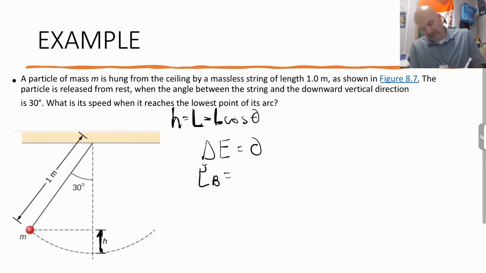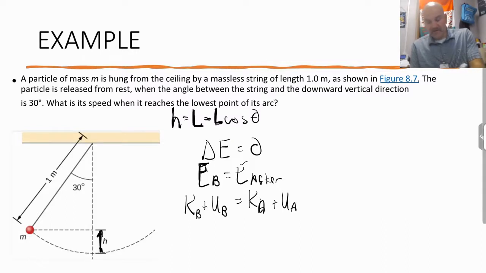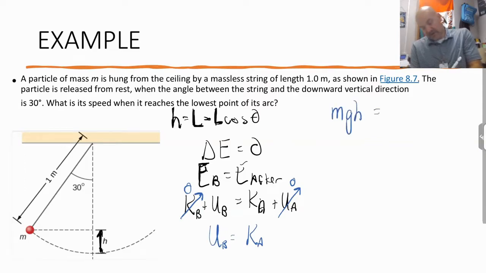or E before equals E after. So it'd be K before plus U before equals K after plus U after. Then we can do some canceling. When we pull it back, we're not moving, so that's 0. The lowest point is where we say h is equal to 0. That gives us U before equals K after. U is mgh, and then you have 1/2 m v final squared.